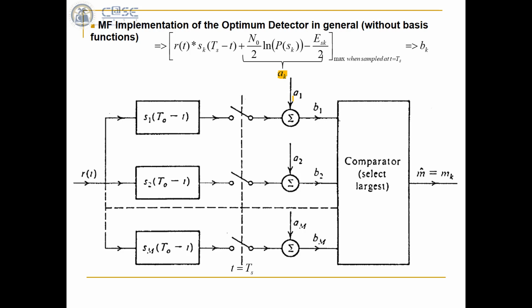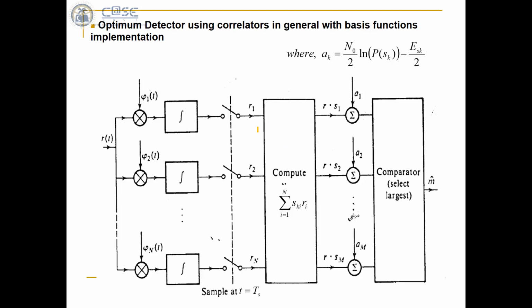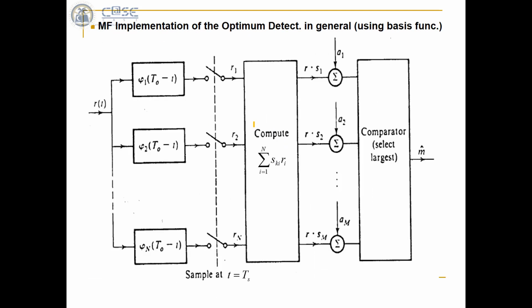For example, if I assume that the signals are equally likely and of equal energy, this AK will be 0, and you don't need to add anything here, right? And if the signals are of unequal energy and equally likely, then this term will be taken out of the rule, but this will be present here, and the AK will be nothing but the energies there, right? So this is a slight modification of the main block diagram, nothing special about it. And we generalize these results like that.